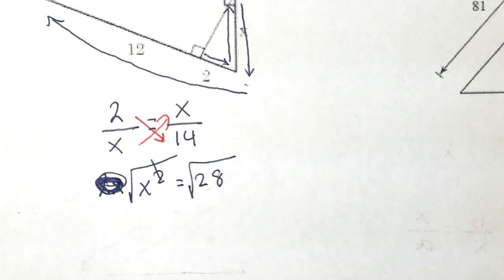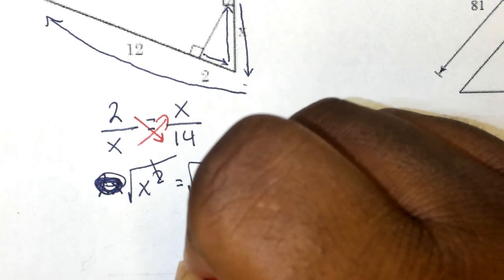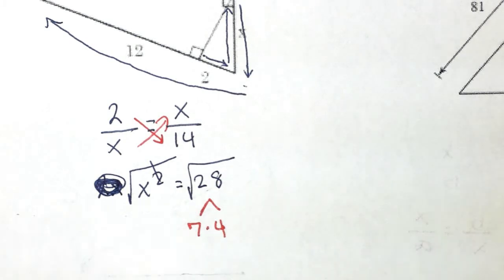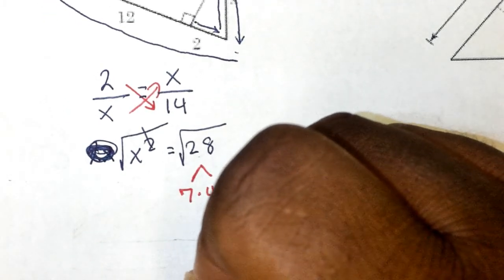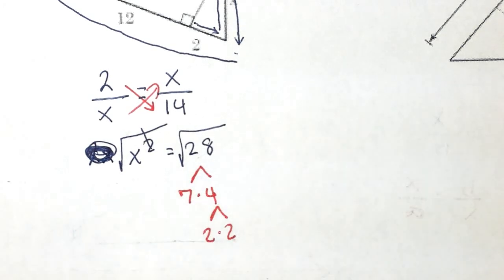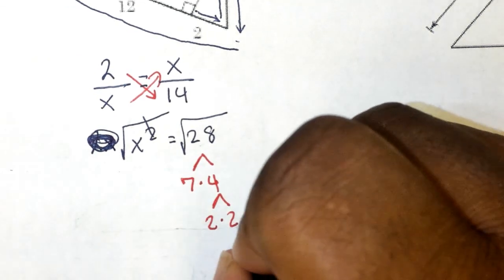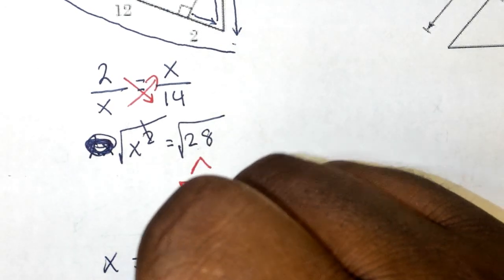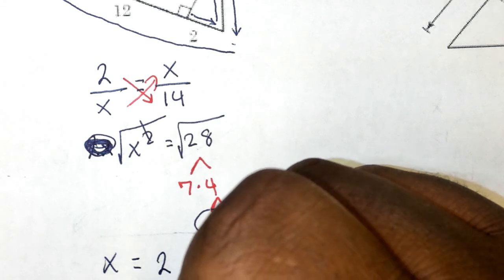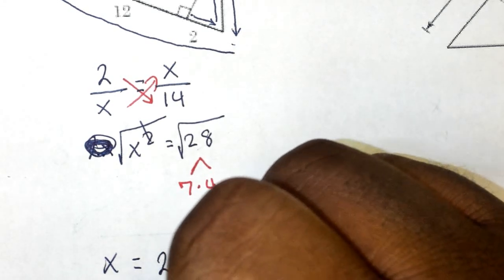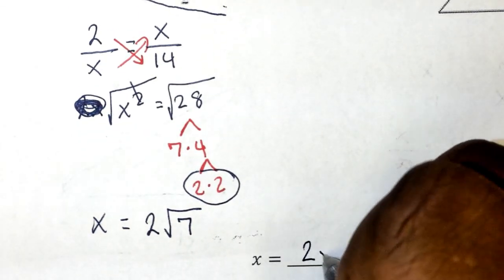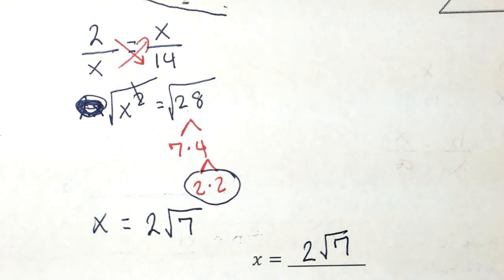What's up? So 7 times 4, 2 and 2. Okay. 2 come out. So x equals what you said? 2 what 7? Say it correctly. 2 square root 7. So 2 and 7. Okay. Alright.